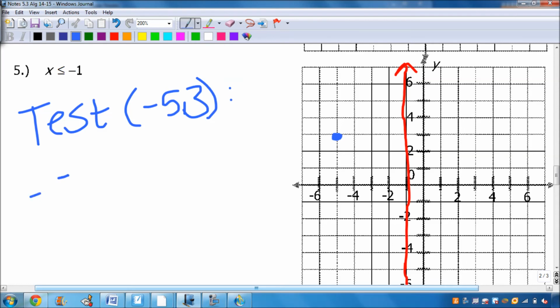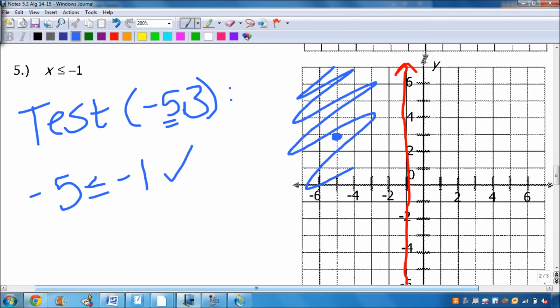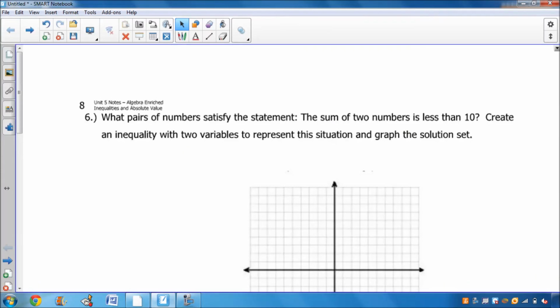Well, -5 is less than or equal to -1 because this is the x value. It's true, so that means that everything to the left of this inequality will work. I can say x is less than or equal to -1, and then I am all set to go for that. All right, last question, page 8, number 6.